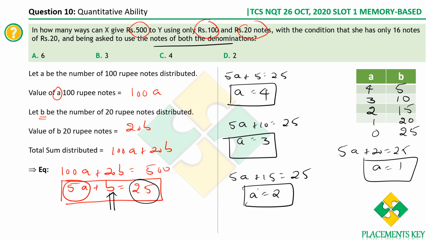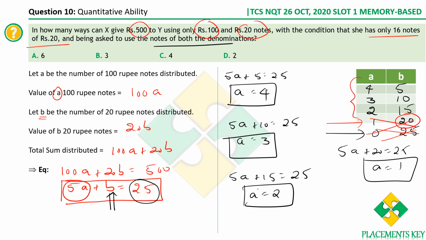Now think about it. Is this possible at all? A equal to 0 is not possible because we'll have to distribute notes of both the denominations. So this is not possible, and I'm eliminating this. Similarly, is the combination A equal to 1 and B equal to 20 possible? We are told that we only have 16 notes of rupees 20, but we are distributing 20 notes of rupees 20 here, which is not possible. Eliminate. Now all the other three are possible.